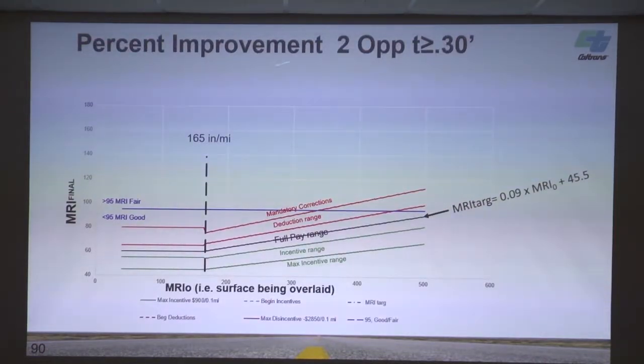Okay, now this is the percent improvement for 2 ops for 3/10 and greater. So there's no reason to come up and plot something for 1 op because it'll never be 1 op. So if I have a surface that's over 165, I'm going to use this 2 op table. Maybe I have 3 ops, so I'll use that other equation that makes it, if I use a 3rd op, this line essentially goes flat.